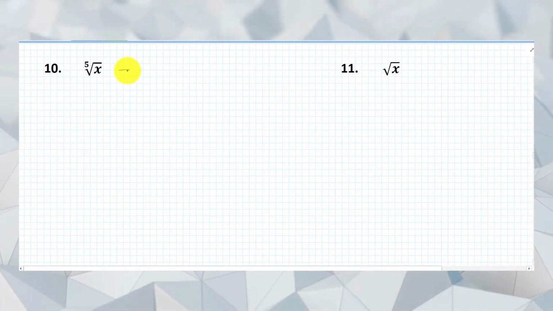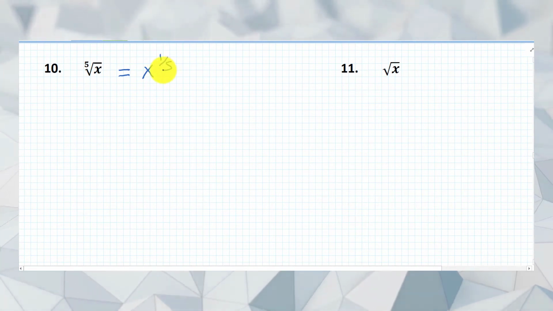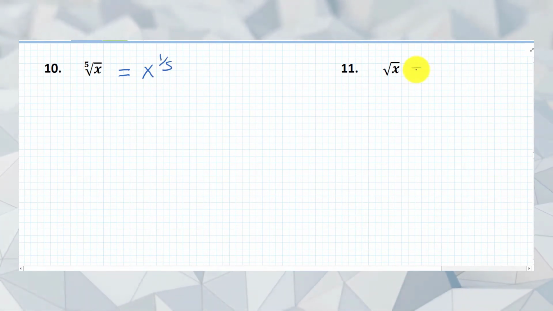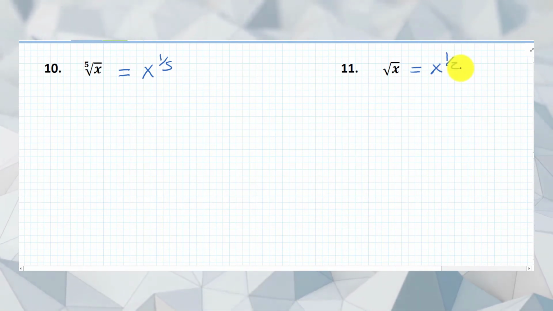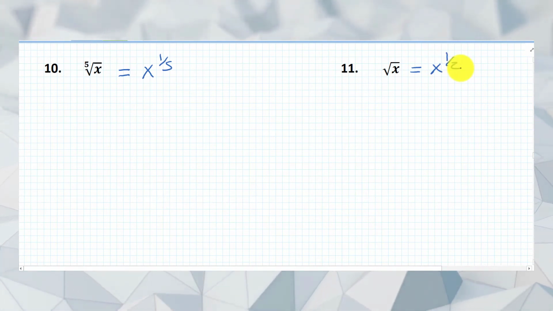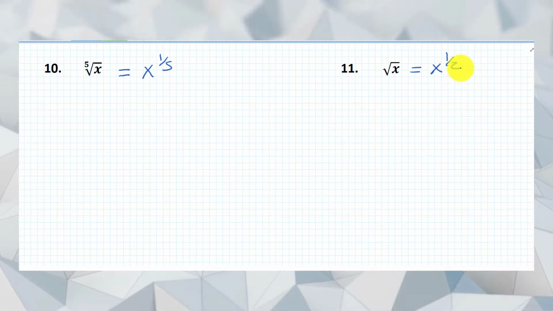Okay, so that's pretty straightforward. The 5th root of x is the same as x to the 1/5. That's it. The square root of x is x to the 1/2. Okay, it is important that you be able to write any radical with a fractional exponent. That's what we're training here for.